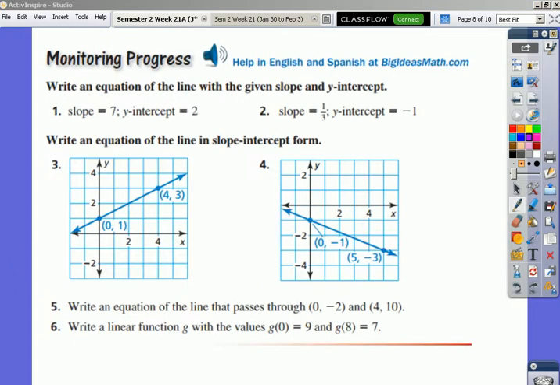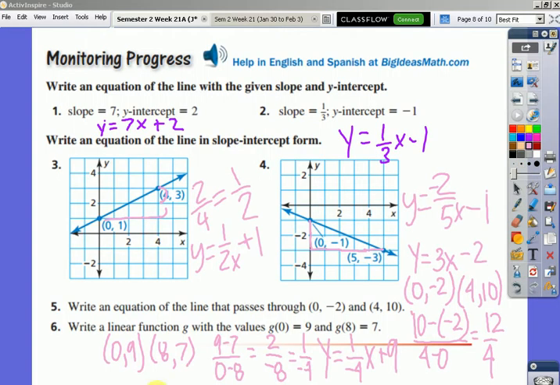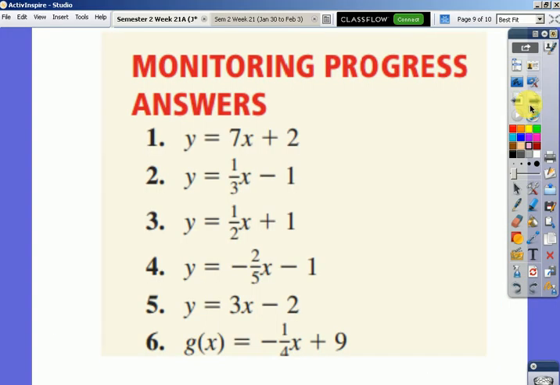If you're watching the video, I want you to pause it and try these before we go over the answers. So go ahead and do that. Okay, if you're watching, take a look at these slides. If you're a little confused, go back and pause it and go through the answers here. So just to clarify, for number 5, the answer is y equals 3x minus 2. For number 6, the answer is y equals negative 1/4 x plus 9. We have those answers repeated here on this slide.